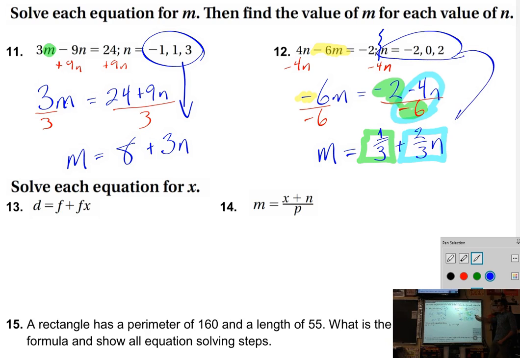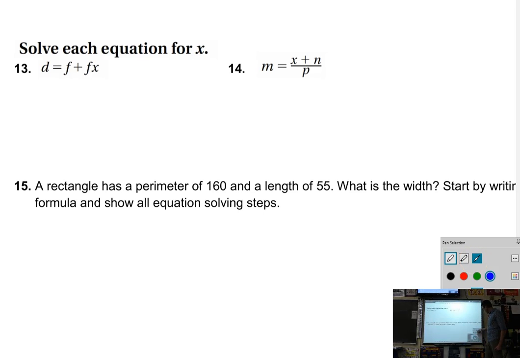So then I would take my values for n, plug those in, and I would get my different solutions for m. All right, so now we're asked, this is doing something weird.